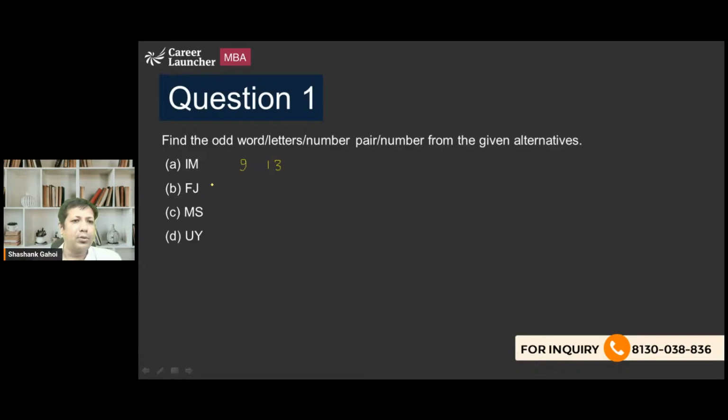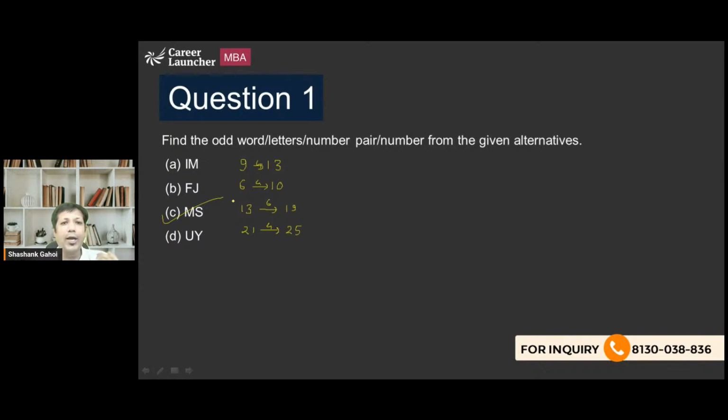Now, what is F? F is the 6th letter. J is the 10th letter. So we can see there is a difference of 4. What is M? M is 13. And S is 19. There is not a difference of 4, there is a difference of 6. Now let's see in the last one whether it works out. This is 21 and Y is 25. Again the difference is 4, 4, 4. So in 3 pairs, the difference is 4, and in 1 pair, the difference is 6. So which pair is going to be the odd one out? That is going to be option C, that is MS.